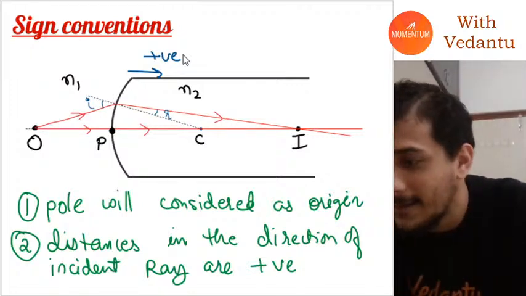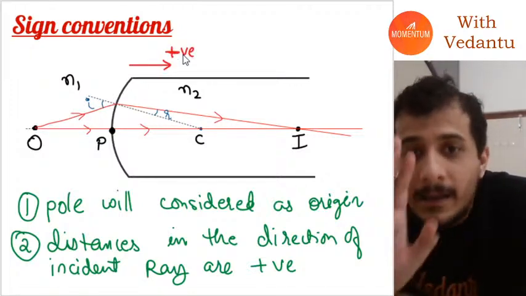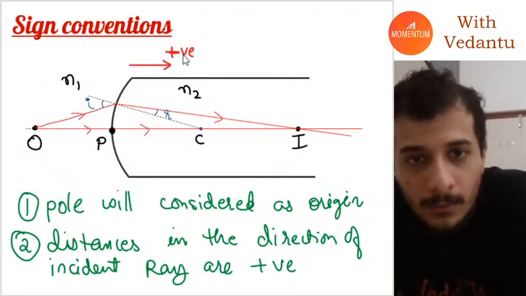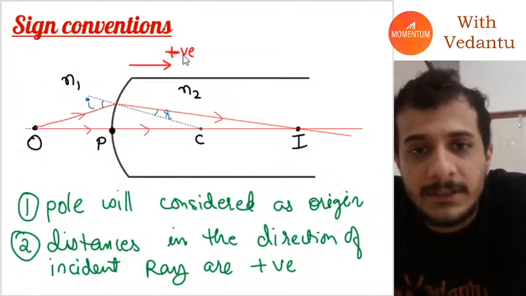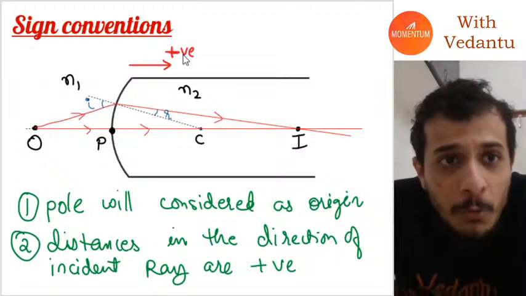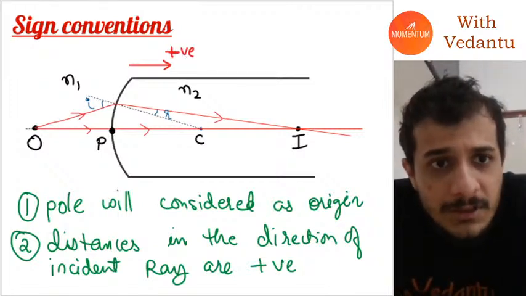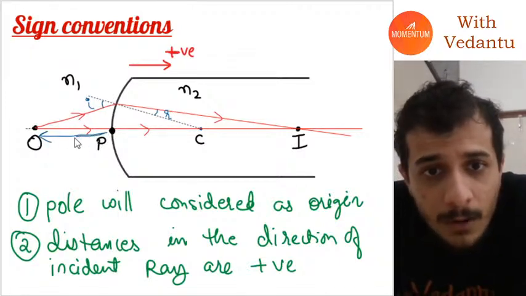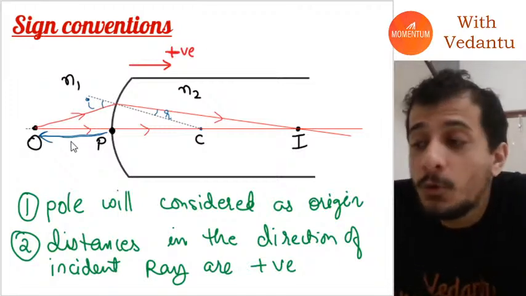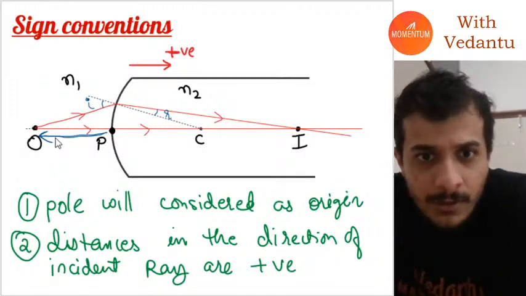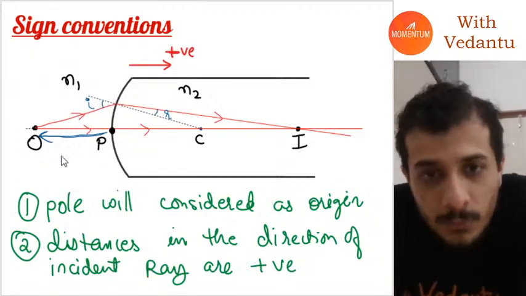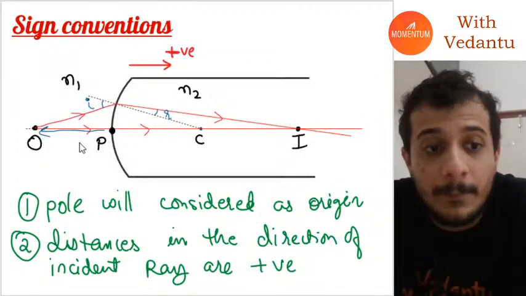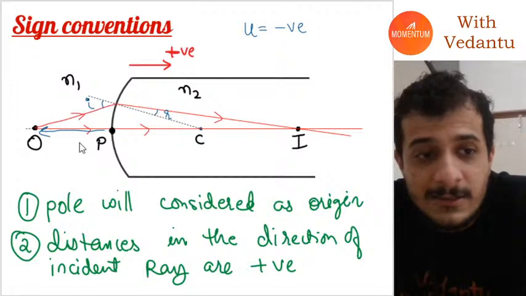Next, if that direction is considered positive, now we can immediately talk about the different signs of u, v, and R. First, let's talk about object distance. If you want to measure the object distance, you need to go from here to here. You start at the origin, the pole, and go towards the object. You're going in the negative direction, guys. That means object distance will be negative.